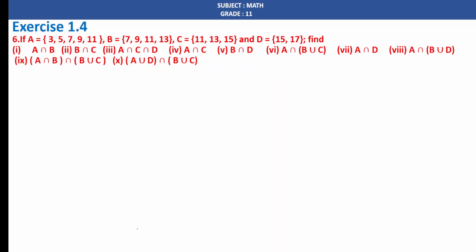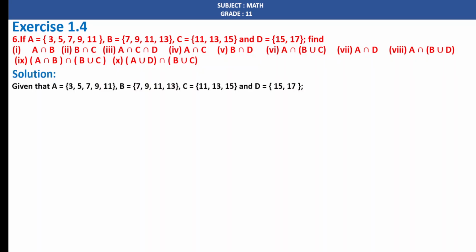Question number 6. If A is equal to {3, 5, 7, 9, 11}, B consists of the elements {7, 9, 11, 13}, set C consists of elements {11, 13, 15}, and set D consists of elements {15, 17}. We need to find A intersection B, B intersection C, A intersection C intersection D, A intersection C, B intersection D, A intersection (B union C), A intersection D, A intersection (B union D), A intersection (B union C), and the last one, (A union D) intersection (B union C).